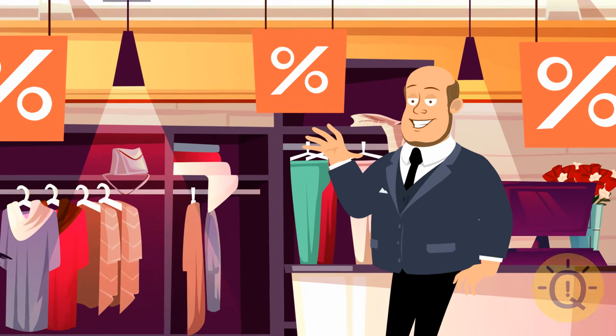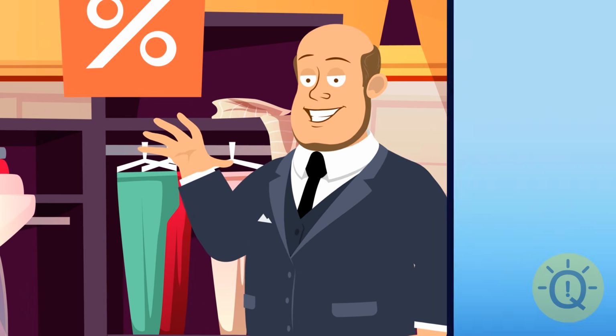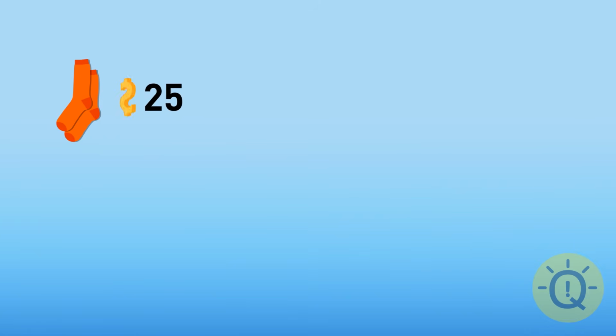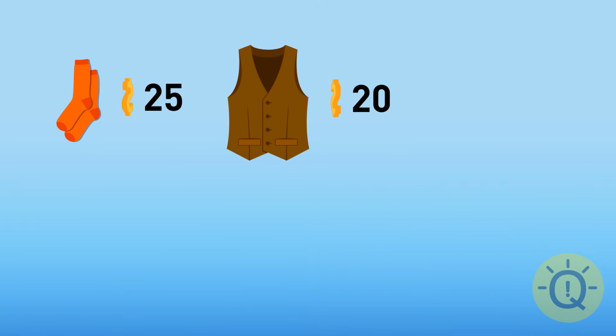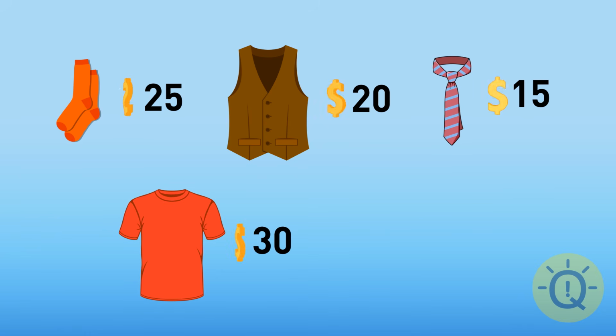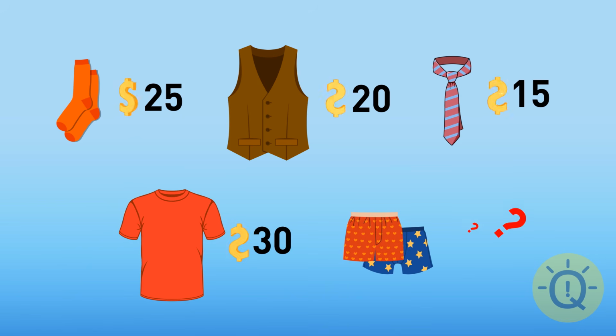One clothing store owner invented a curious method of pricing his goods. Socks cost $25, a vest $20, a tie $15, and a t-shirt had a price of $30. Following this method, how much would a pair of underwear cost?